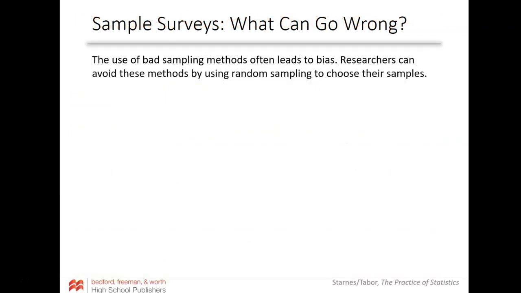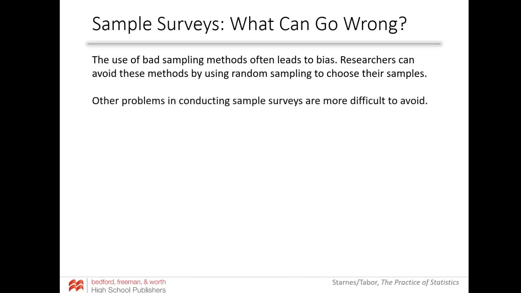So this is always fun for everybody. What can go wrong with sample surveys? The use of bad sampling methods often leads to bias. Researchers can avoid these by using random sampling to choose their samples. That's what we've been talking about this whole time. However, and this one's really fun, other problems can occur. Other problems in conducting sample surveys are more difficult to avoid.